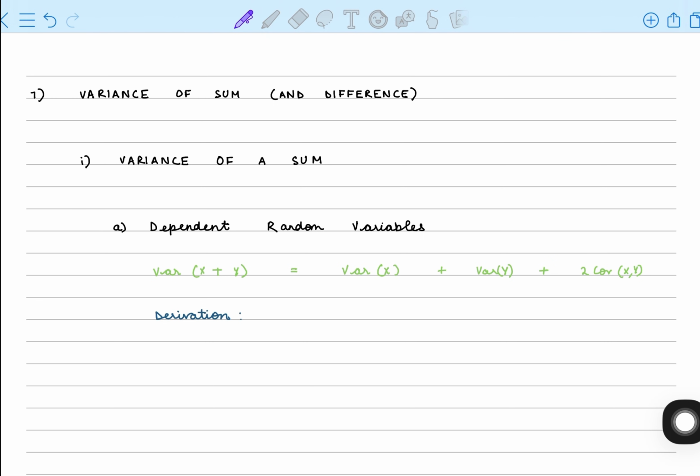The covariance term here captures the interaction between the variables. If the covariance is positive, the variance of the sum becomes larger. If the covariance is negative, the variance of the sum becomes smaller. Let's derive this formula. We start with the standard formula.